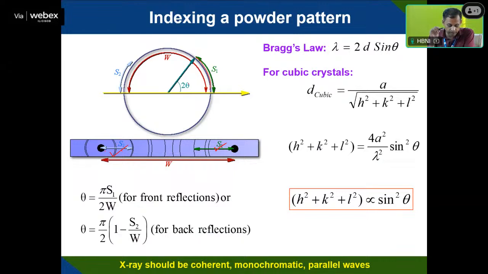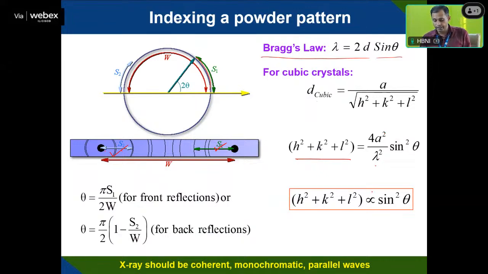So 2 theta is the angle here. The theta from the front reflection is pi S1 by 2W, and for the back side it is pi by 2 minus pi S2 by 2W, the back reflection. That means Bragg's law can be satisfied here. Then for a cubic crystal, d equals a by root of h square plus k square plus l square. So h square plus k square plus l square will be 4 a square by lambda square sin square theta.